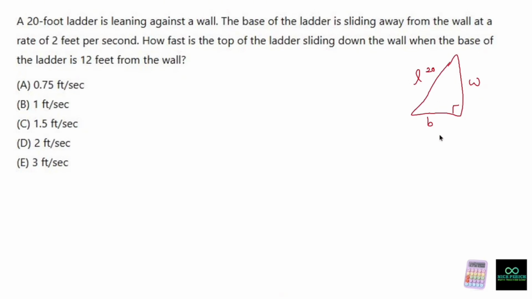Okay, what I also know is at the moment the base of the ladder is 12 feet away from the wall. So this is always going to be changing, but at this very moment we have 12. What I don't know then is at the very moment, where is the ladder leaning up against the wall? So what we need to do is find out that W, and we're going to use Pythagorean theorem to do it. 12 squared plus W squared equals 20 squared.